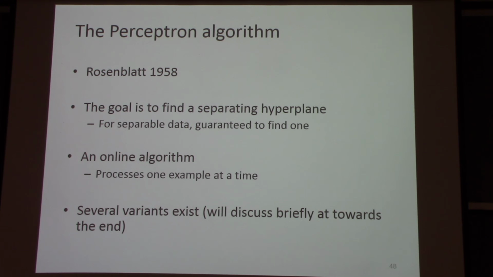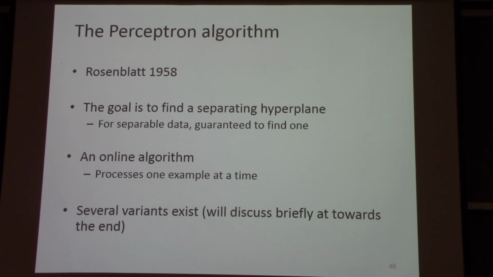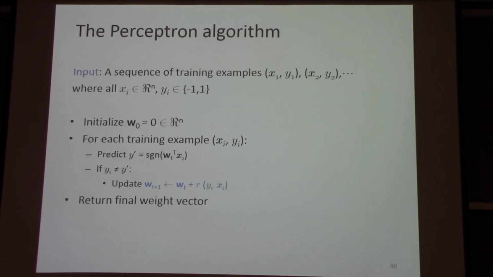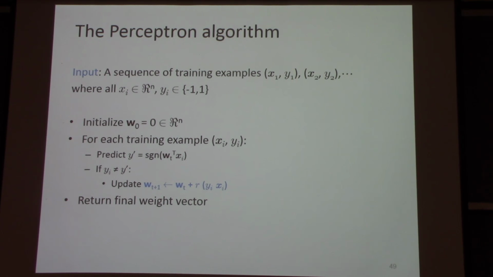Right, so let's start with Perceptron. Just to remind you, this is an old algorithm. It was invented in 1958, and it is an online algorithm, meaning it processes one example at a time, and there are many variants. We'll come to the variants at the end. And the algorithm is rather simple. In the last lecture I went through this. I'm going to start at this point again.